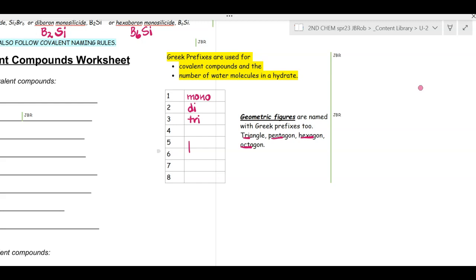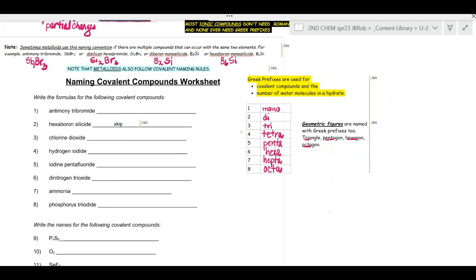So we have 5, penta, like pentagon, hexa for 6, hepta for 7, octa for 8, and we've skipped 4. Do you remember talking about carbon tetrachloride? Yes, it's tetra, like that game Tetris. All right. Mono, di, tri, tetra, penta, hexa, hepta, octa. All right, so write those down.